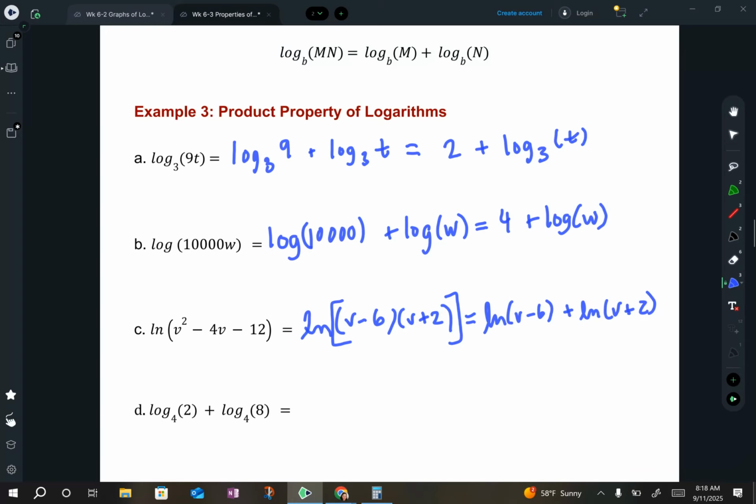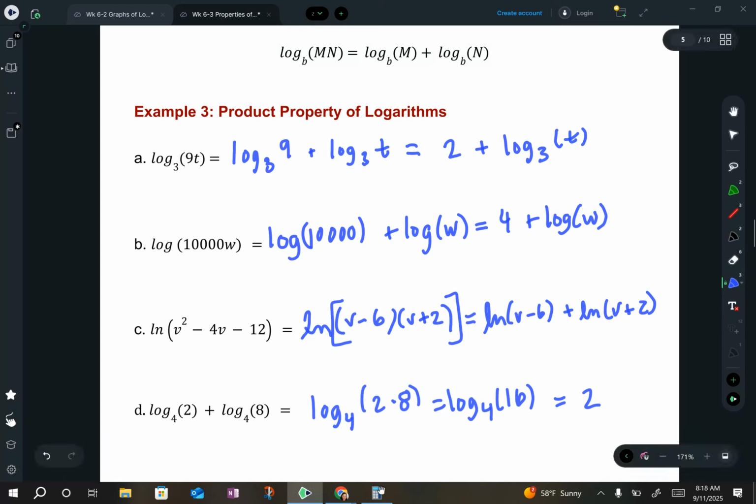We have log base 4 of 2, which isn't going to be a very nice number, and log base 4 of 8, also not going to be a nice whole number because there's nothing to raise 4 to get to 8. So we're going to use the product property, but starting on the right and working to the left would be log base 4 of 2 times 8, which would be log base 4 of 16, which is, in fact, 2, because 4 squared is 16. So you can use the property both ways in different situations.